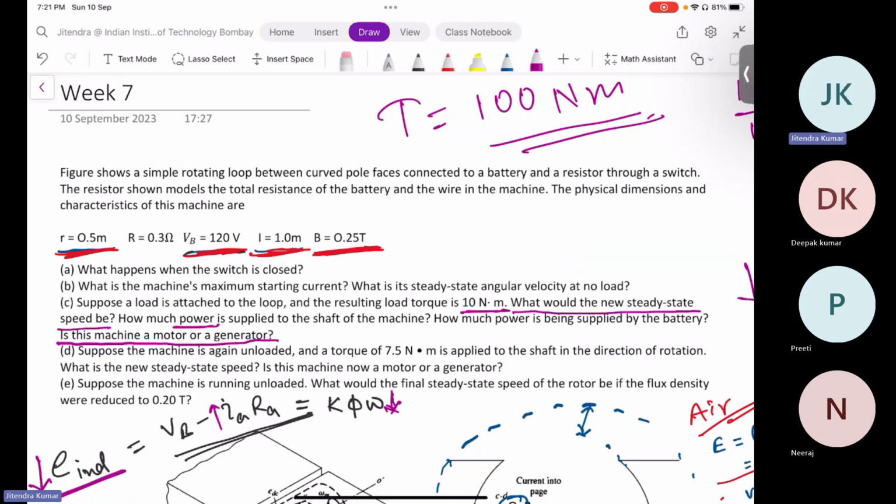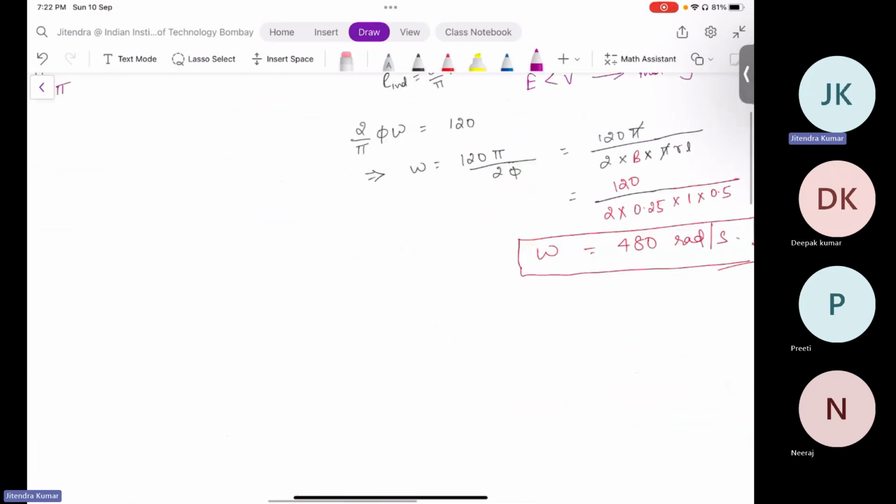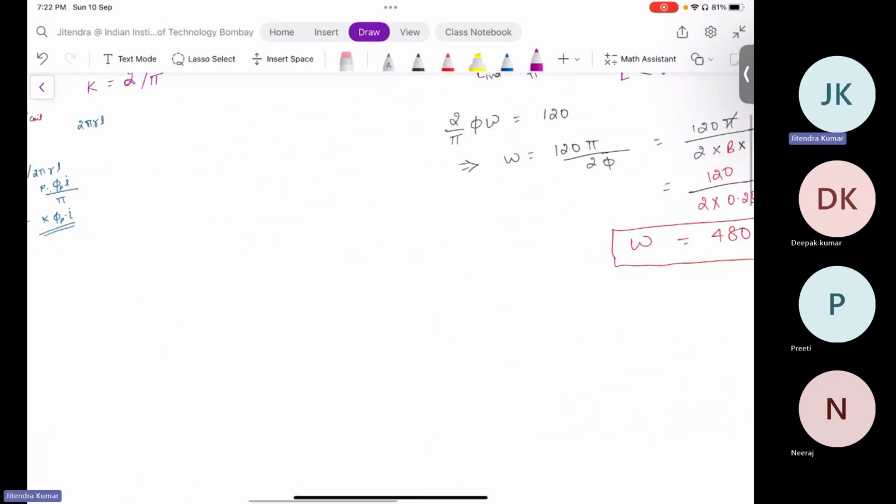So how should I proceed? The first step, as soon as my eyes go to the load torque of 10 Newton meter, the first thing my pen should do is calculate the current, how much current it will draw at that torque. Am I right? Yes, sir. So the first thing I will do is find out the current.